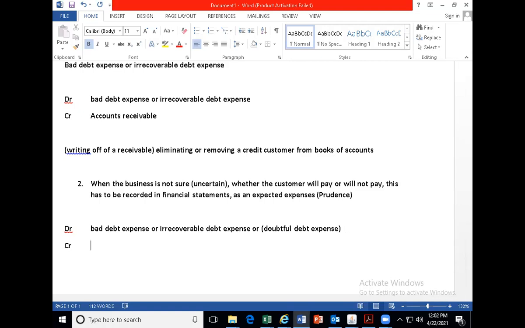What we do is we credit allowance for receivables, or in slightly older terminology, which is still applicable for so many businesses, provision for bad debts. Maybe they are not bad now, but they may become bad in future. Okay. So that's based upon the prudence concept.